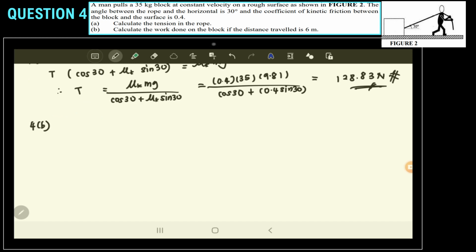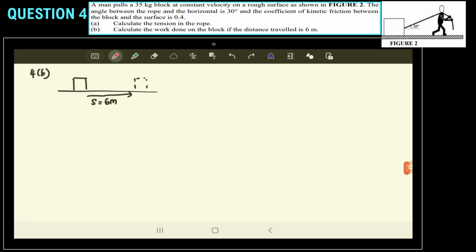So question 4B, calculate the work done on the block if the distance travelled is 6 m. Okay, so this is the block. So if the block travels s equal to 6 meter. Okay, so what is the work done on the block? Okay, so I think this is a trick question.